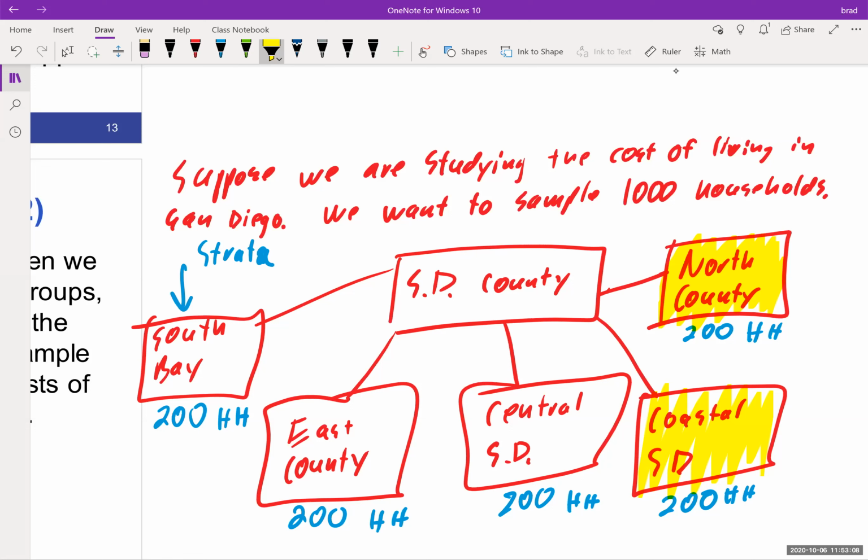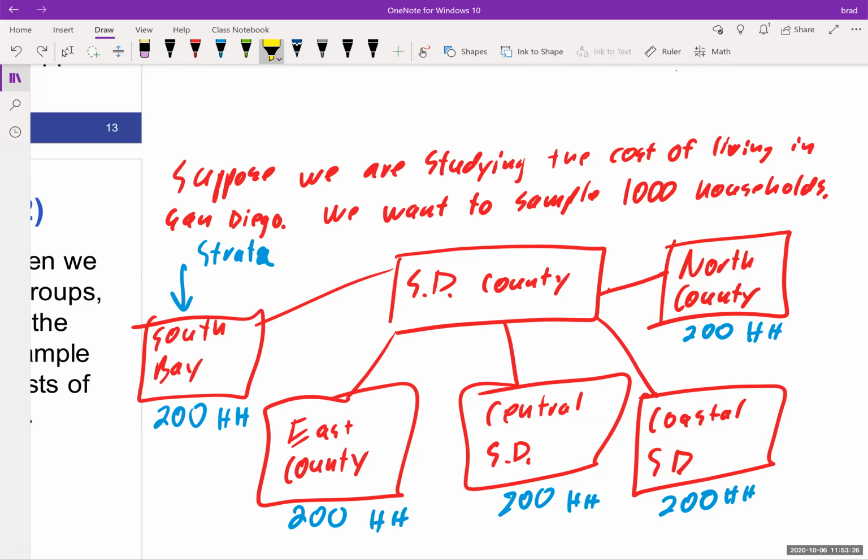Okay. And you did your job right, supposedly, right? You did a random sample, so everything should work. The only problem is that it was just bad luck for your study that you happened to get everybody from North County and coastal for your 1,000 people. So what stratified sampling does is it prevents that from happening, right?